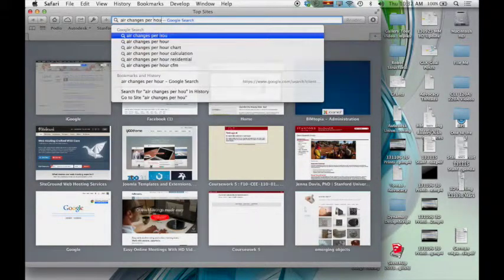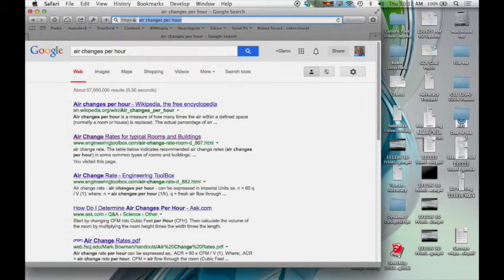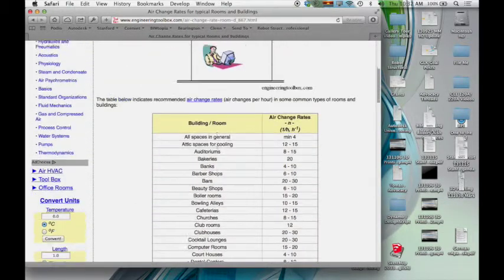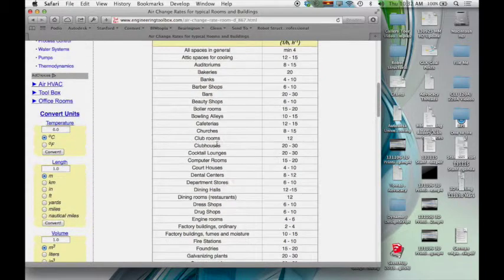So let me see if I can bring up some general guidance about this. See if we can make some sense out of this. These are recommendations for the number of air changes per hour for different types of rooms. The idea is that the more air changes per hour that are required, the more air we're moving through it, and the more mechanical ventilation we have to be providing.